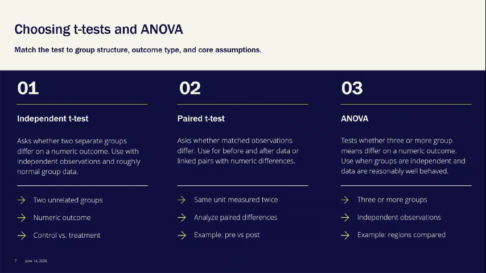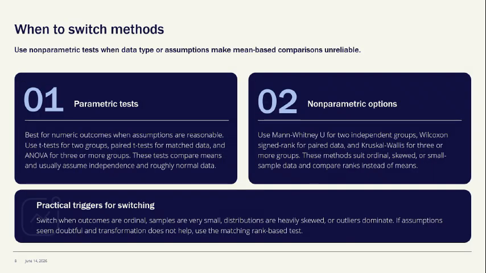ANOVA, which stands for analysis of variance, is used when comparing three or more groups. For instance, comparing customer satisfaction across multiple geographic regions. The key factors influencing your choice are the number of groups and whether observations are independent or paired.